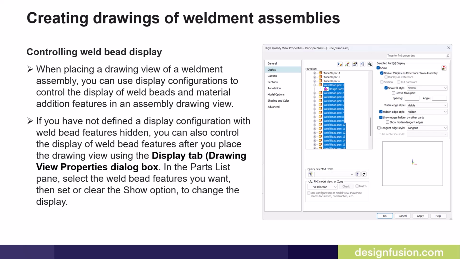You can control the weld bead display in a drawing view by one of two ways. You can use display configurations to control the display of weld beads and material addition features in an assembly drawing view, or you can go to the Display tab in the View Properties, select the weld bead parts or assembly features from the parts list, and uncheck the Show options to hide the selected weld beads. Notice that in this illustration, I've named the weld bead parts as weld bead. However, these could be named differently.